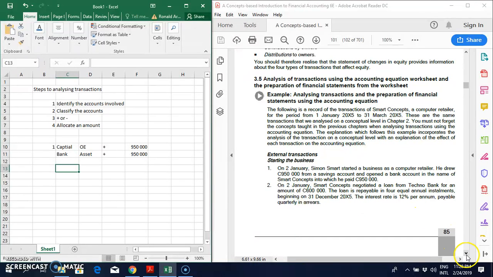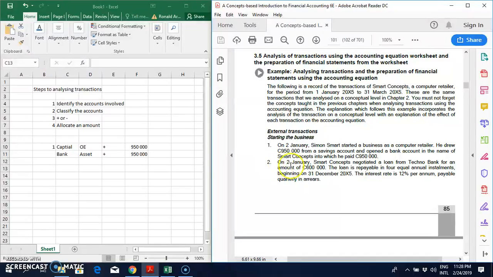Let's look at transaction number 2. Transaction number 2 says on the 2nd of January, Smart Concepts negotiated a loan from Technobank for an amount of 600,000. The loan is repayable in 4 equal annual installments beginning on the 31st December 2015, and the interest rate is 12% per annum, payable quarterly in arrears. So we received a loan, so our first account there is loan, meaning we received money, so the bank account is involved. The loan account we classify as a liability, bank account we know is an asset. We now owe the bank more, so our liabilities are increasing with 600,000.